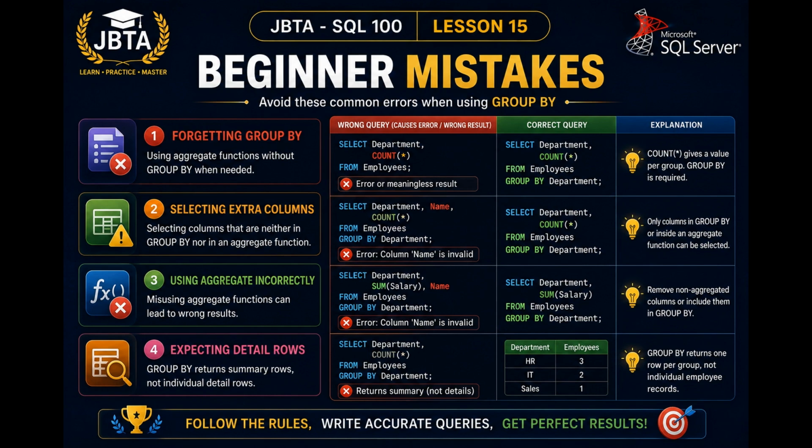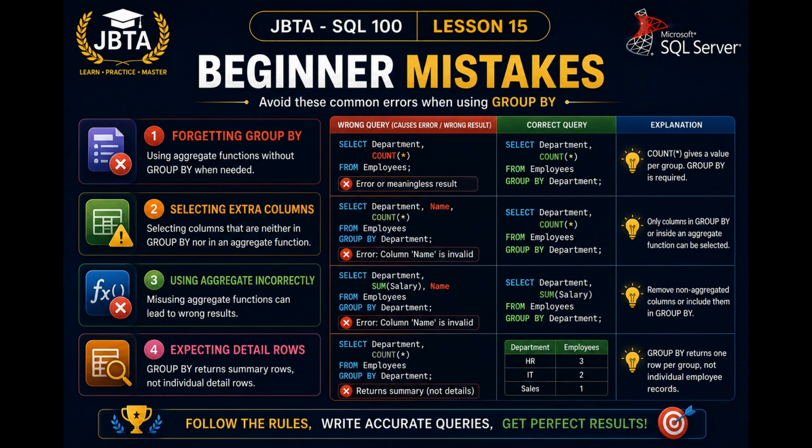Simply grouping the data is not enough. You must also use functions like count, sum, avg, max, or min to calculate meaningful results. Another common mistake is grouping by the wrong column. If you group by a column that contains unique values, SQL Server creates one group for each row, which defeats the purpose of summarizing the data.